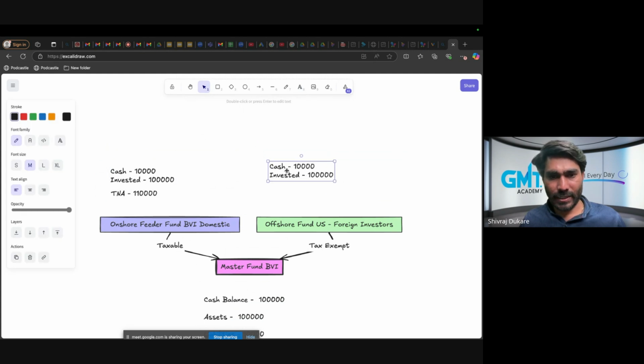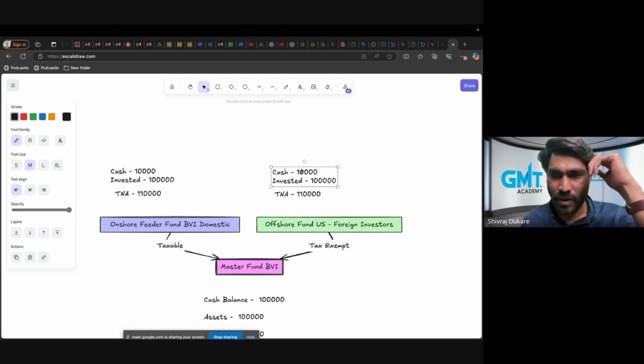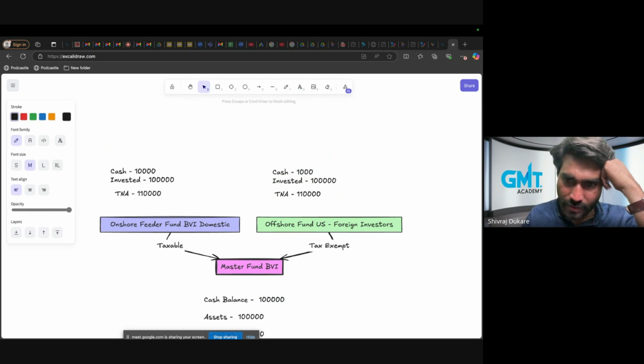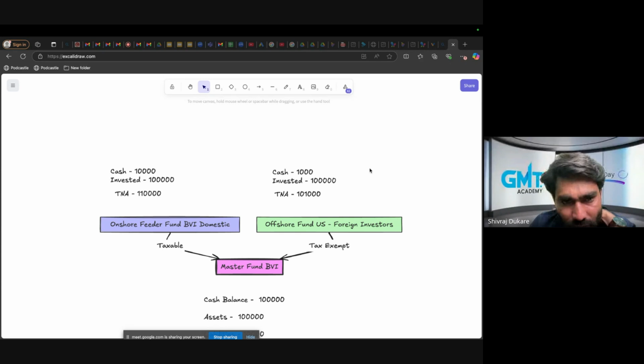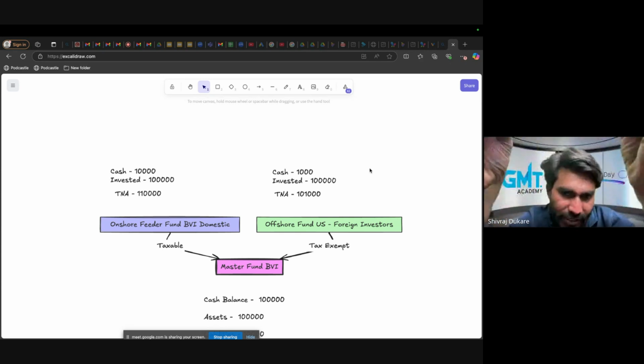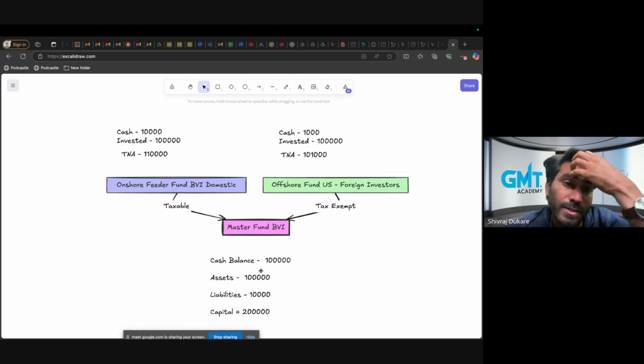Same context we have under the offshore fund as well. Oops, my bad. So 1,10,000, but the change is, let's say, the cash balance which is remaining is just 1K. The total TNA is 1,01,000. So this is your fund's current situation or structure, and the feeder level has different balances as well, which is fine.